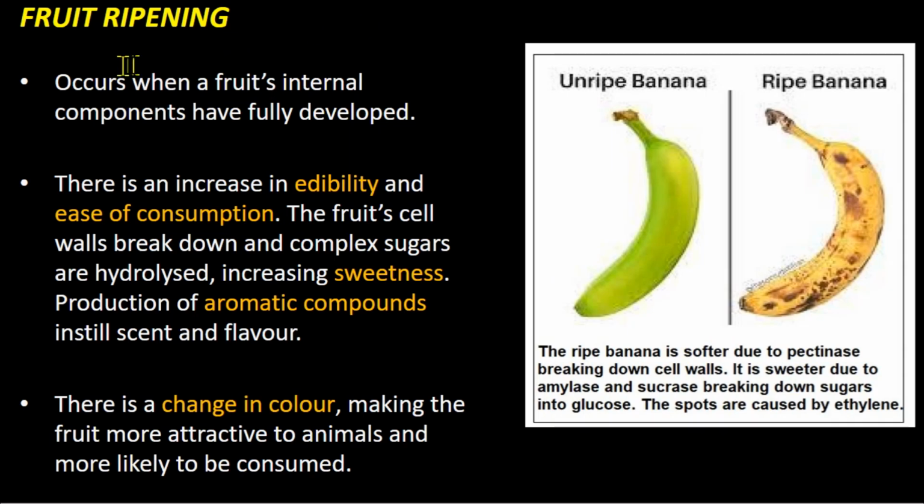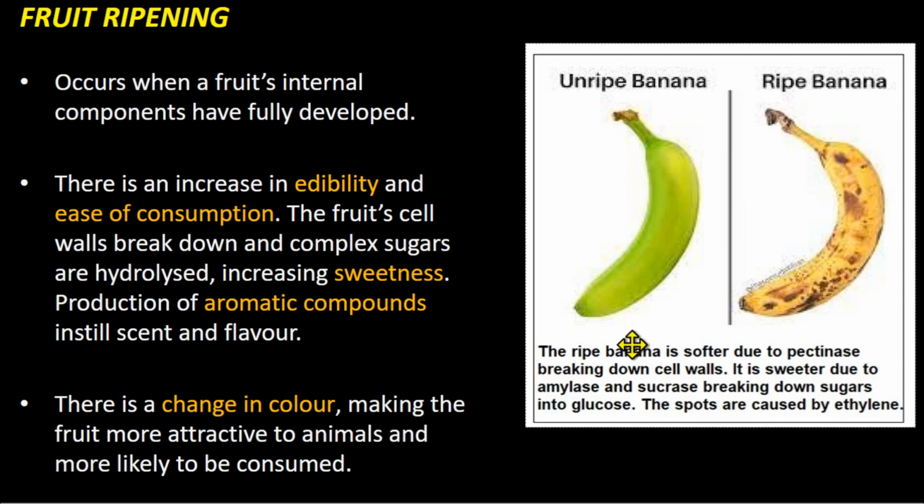Fruit ripening. This occurs when a fruit's internal components have fully developed. There's an increase in edibility and ease of consumption. So in the case here, the ripe banana is a lot softer, it's a lot sweeter. The fruit cell walls break down and complex sugars are hydrolyzed. This would increase the sweetness. So this is going to break down all the starch in the unripe banana into sucrose.